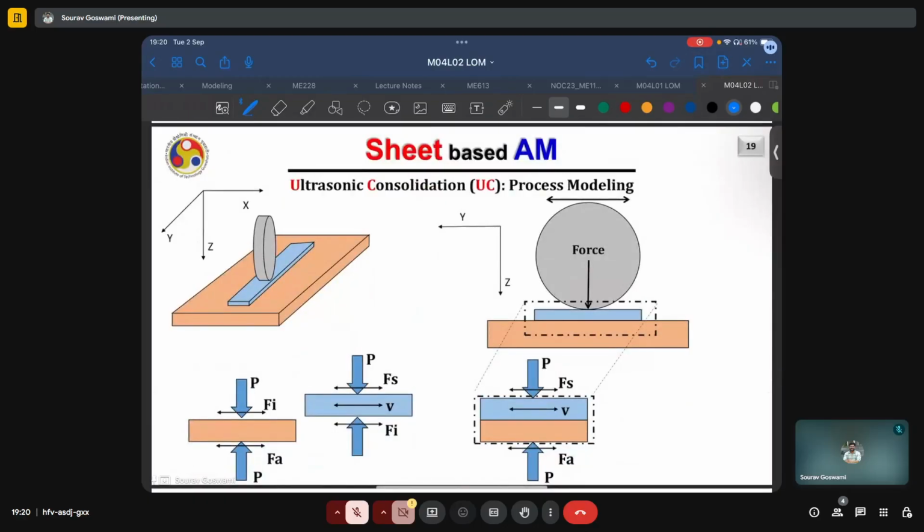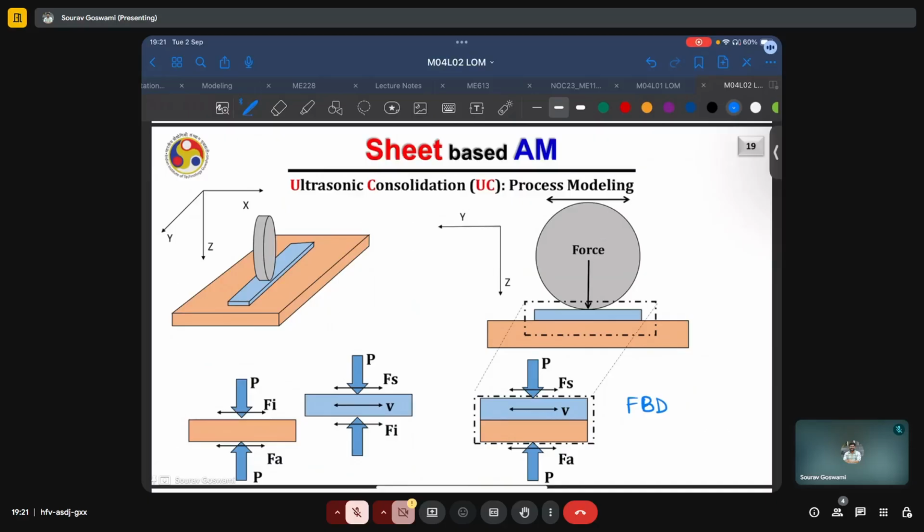Here we have a simplified process modeling workflow for the ultrasonic consolidation process. On the bottom right here, we have a free body diagram of what is the current sheet and the pre-deposited layers. The force given by the sonotrode is denoted by P. Fs is the frictional force at the sonotrode and foil interface.